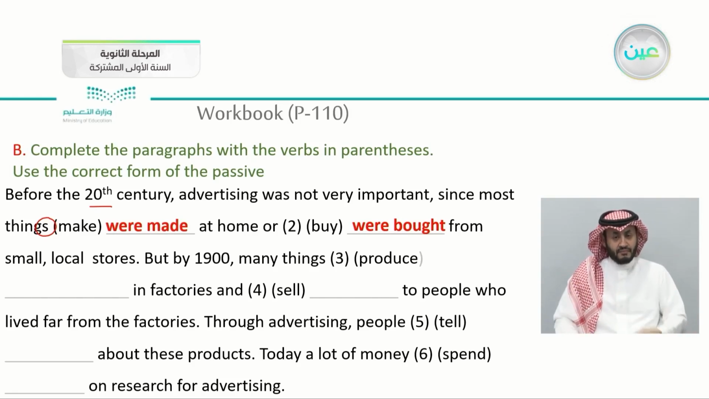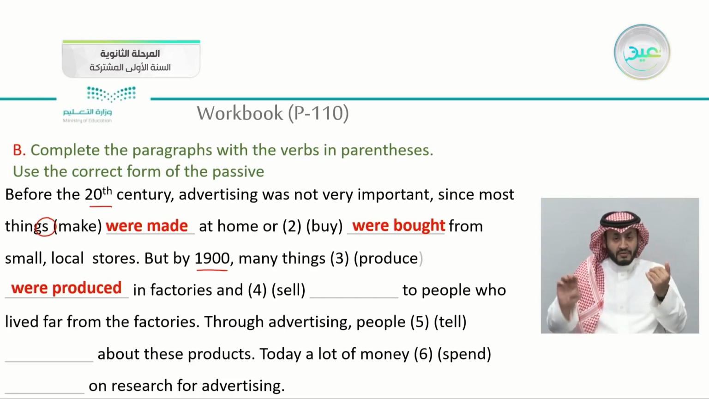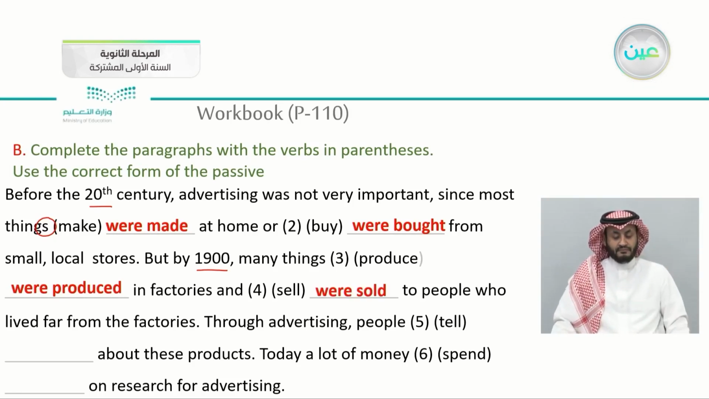But by the 1900s, here, still speaking in the past, many things produce. Past, things were produced in factories, and also sell, which are the products or the things, were sold to people who live far from the factories. Through advertising, people tell, in the 20th century, people were told. Because we're having here people. We're told about these products.